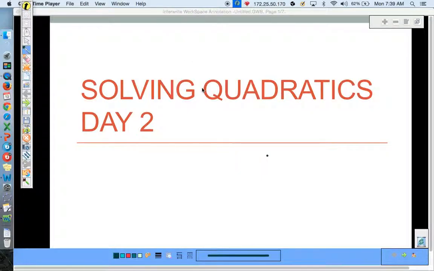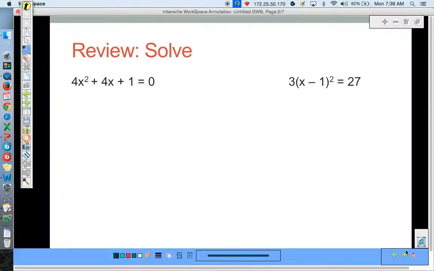Today we're going to look at a second day of solving quadratics using factoring. So as a review from yesterday, if we want to solve these, we have the three terms here and it's a quadratic. We make our box and circle.